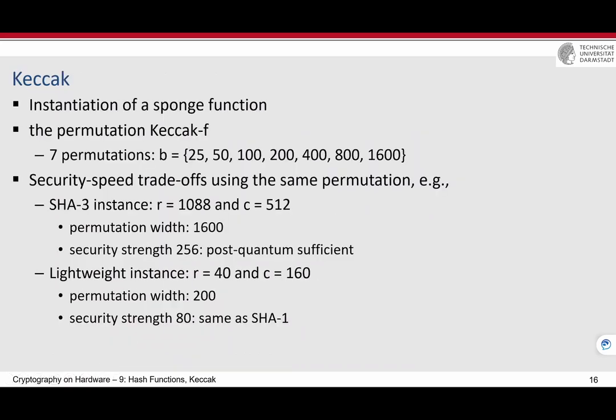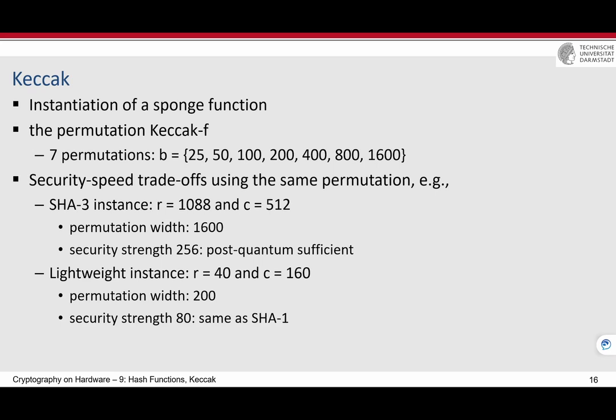There is a security and speed trade-off, but most or all of the SHA-3 candidates use B equals 1600. The largest B is used for all the instances of SHA-3, because there are different SHA-3 standards. There is not only one, based on the security that you want, the size of the hash that you want, and so on.